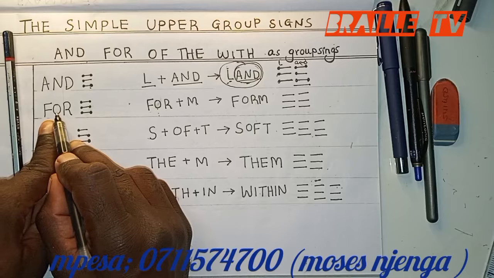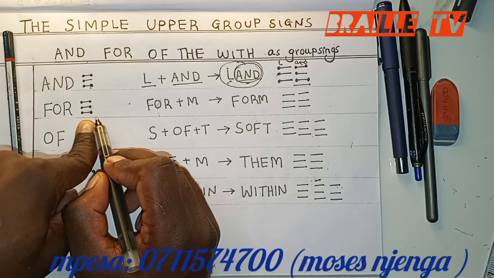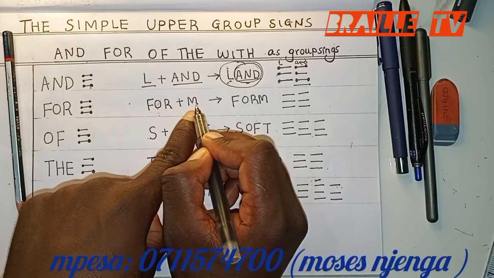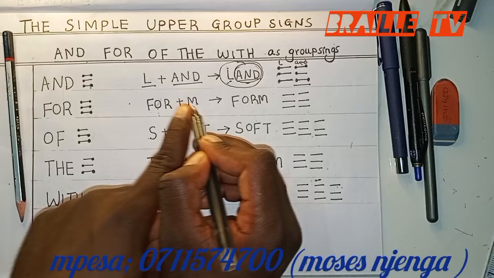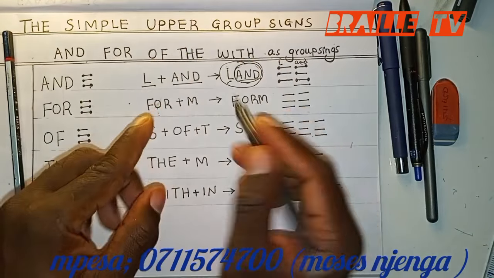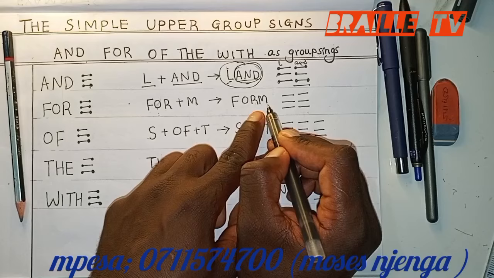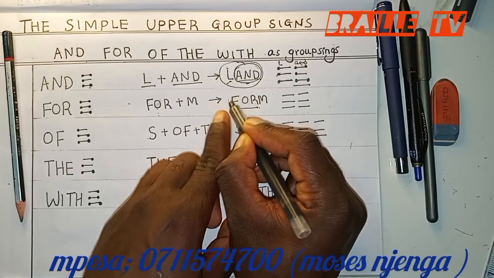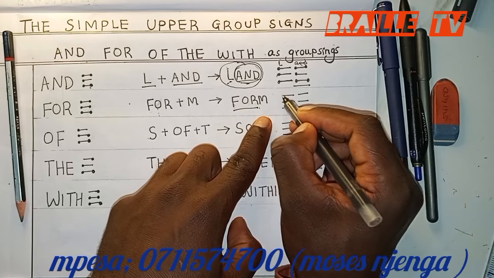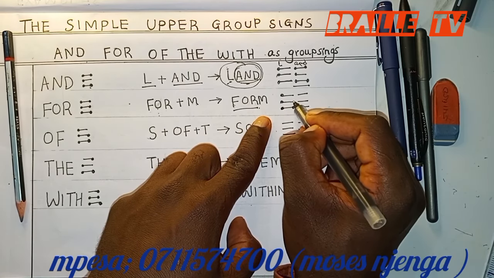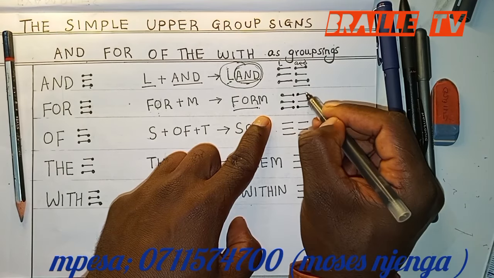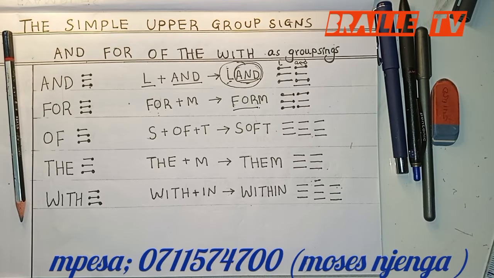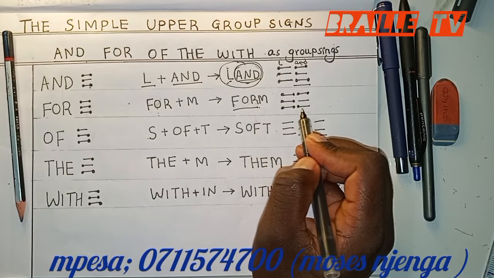Good. Now let us come to the next example, which is for. For, we said, is written like this, missing none. And again, you can bring for and add M. Whereby you bring for and M together, you form a group. That becomes the word form. So this is a longer word, whereby we have for here. In this case, we are going to contract for because for has been used as a group sign. So in Braille, you write form like this. That is form, whereby we have contracted for and then we have spelled out M.